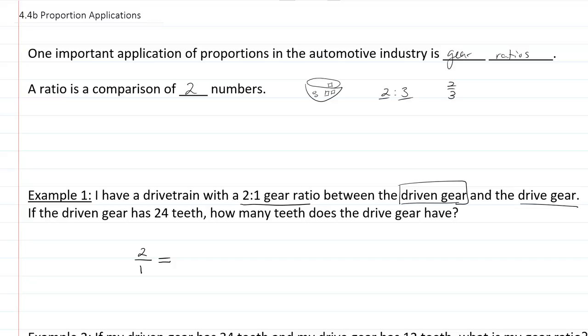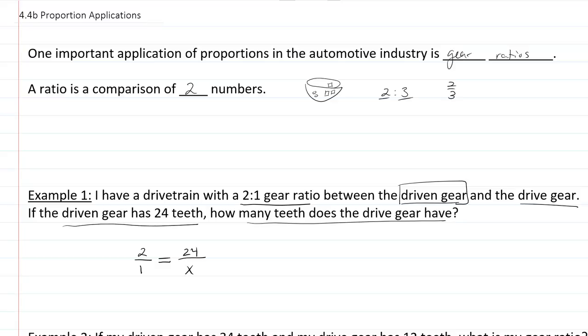So how many teeth does the driven gear have? The driven gear has 24 teeth. So 24 goes in the same place as the 2 in the fraction. What about the drive gear? Well, we have to find that. How many teeth does the drive gear have?